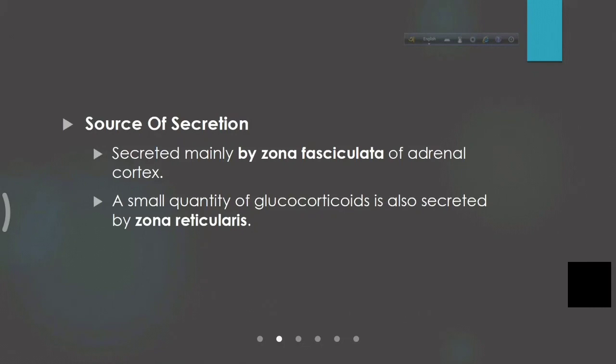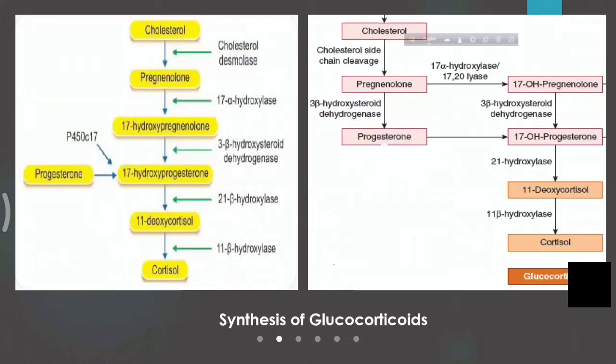Being glucocorticoids, they are synthesized from cholesterol. Cholesterol is first converted to pregnenolone, then 17-hydroxyprogesterone, then corticosterone, and finally cortisol. Sorry, not corticosterone, deoxycortisol, and then finally cortisol. So on the right hand side you will see the elaborate picture of synthesis of cortisol from cholesterol. 21 alpha hydroxylase and 11 beta hydroxylase enzymes are required in the last two steps.